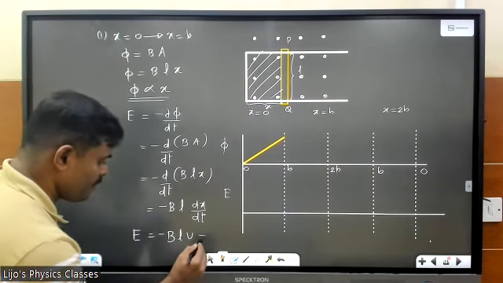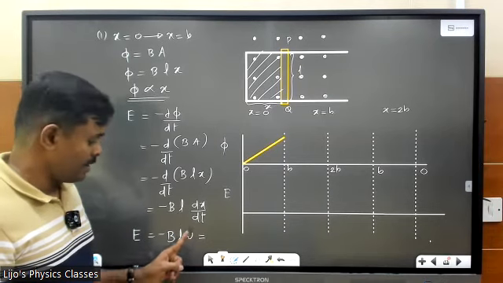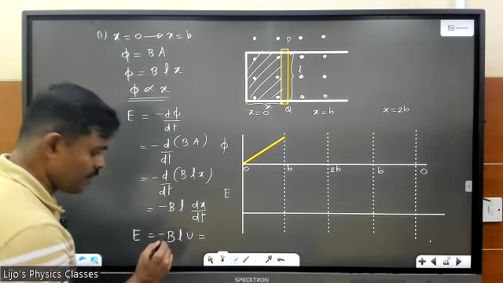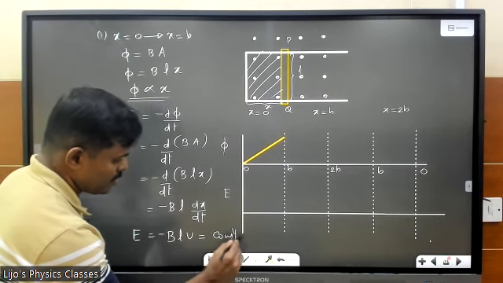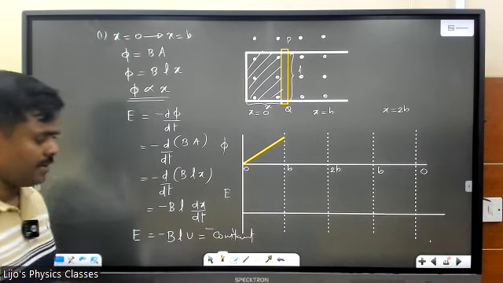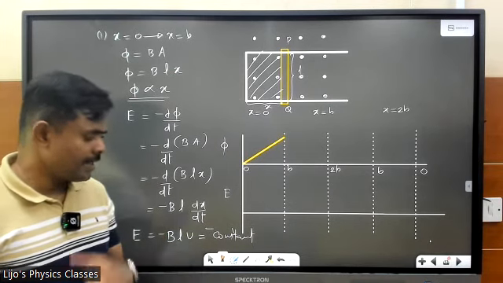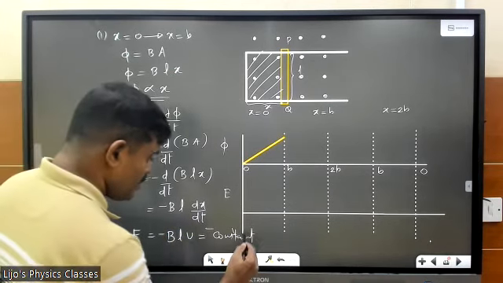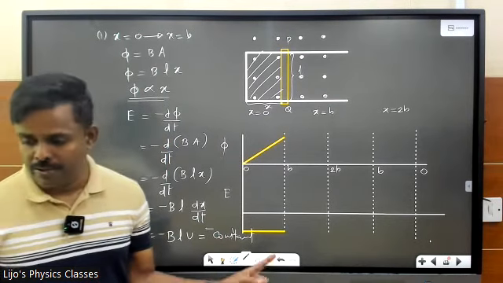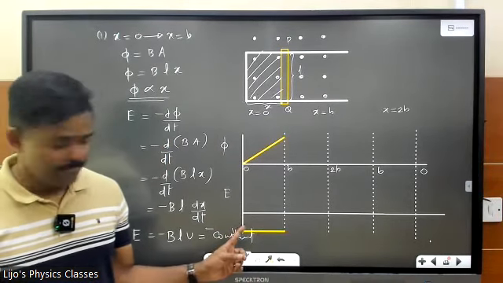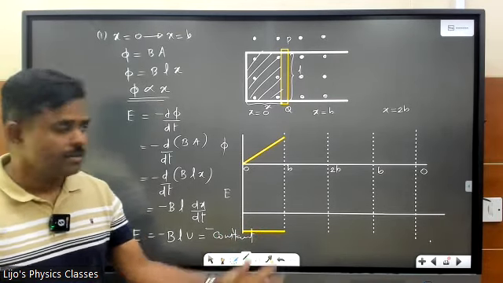And how about that EMF? B is a constant given in the question. Length of the conductor is a constant. Even velocity is a constant. A constant multiplied by a constant multiplied by a constant is a constant, but it carries a negative sign. So we are certain about one thing: EMF in the first part is a negative constant. A constant's graph is a horizontal straight line. It is negative here, so it should be drawn in the negative quadrant. That is for the first part.